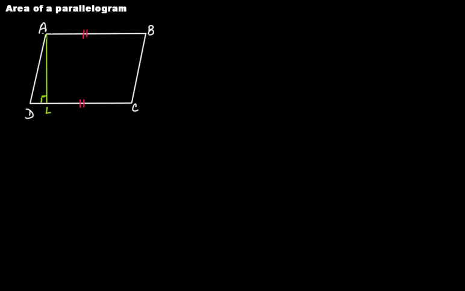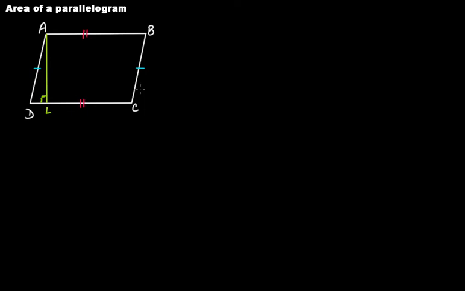Also, the sides AD and BC are opposite to each other, are parallel and are equal in size. So such figures are called parallelograms. Opposite sides should be equal and should be parallel to each other. Okay, now let's talk about the area of a parallelogram.